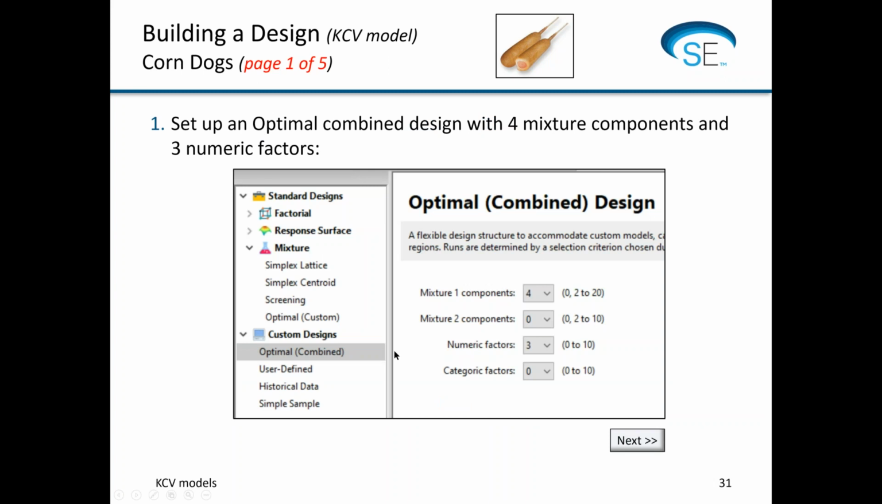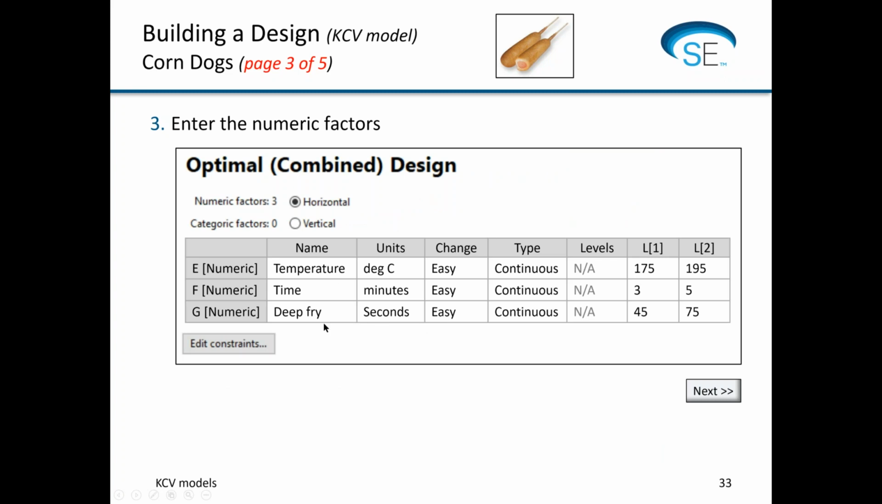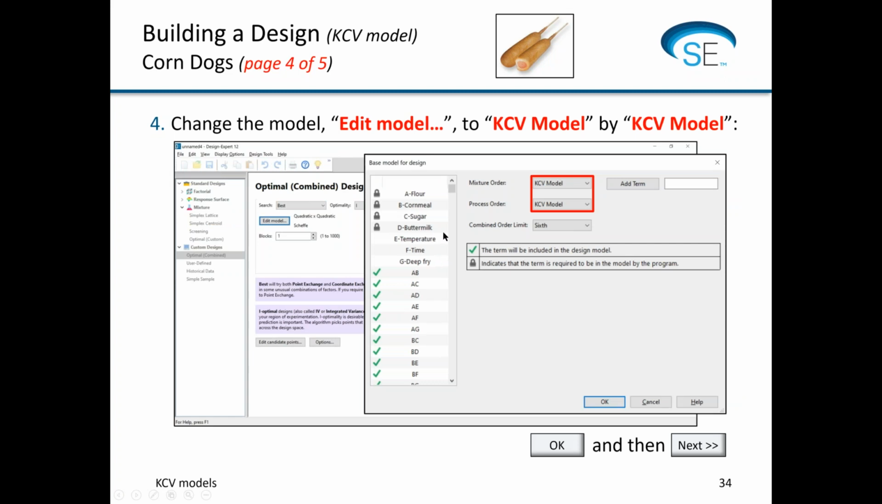Okay, so again, I pulled this out of our course for the food industry. And so it's an exercise they'd be going through. So they'd be building this design with the 4 mixture components and the 3 process factors. We're going to put in the mixture components. They're going to add up to a constant in weight. We're going to have the 3 process factors and their levels. We're then going to design for the KCV model. Okay, and that's all handled automatically.